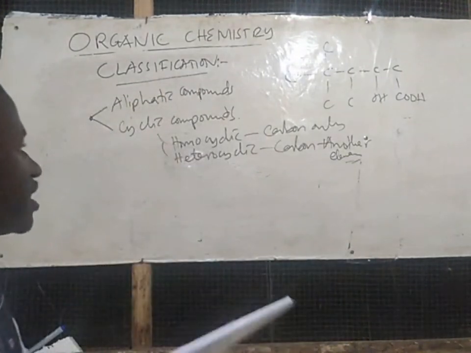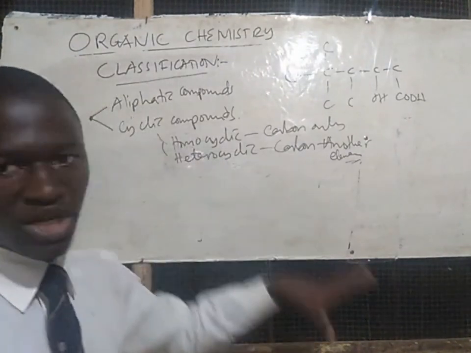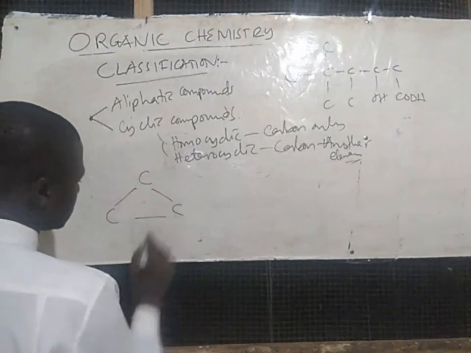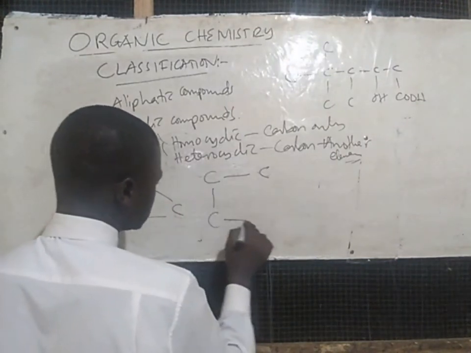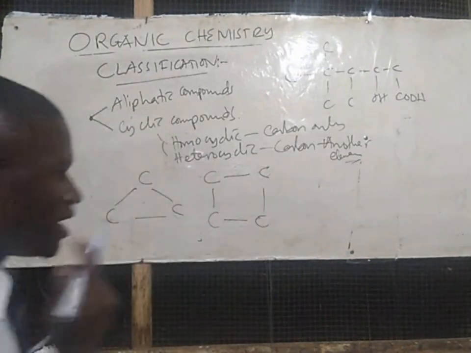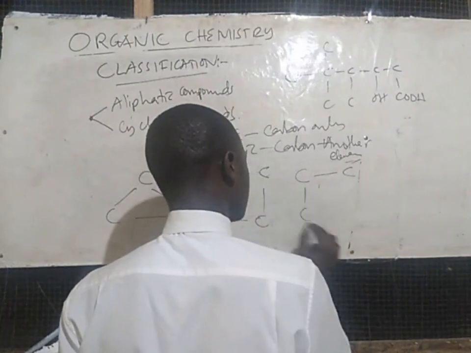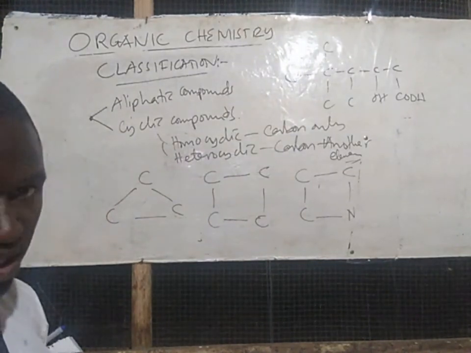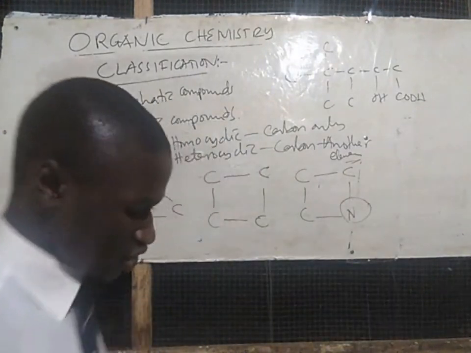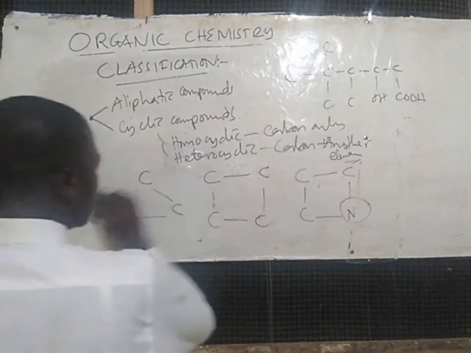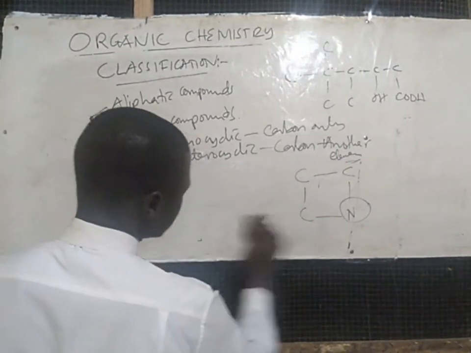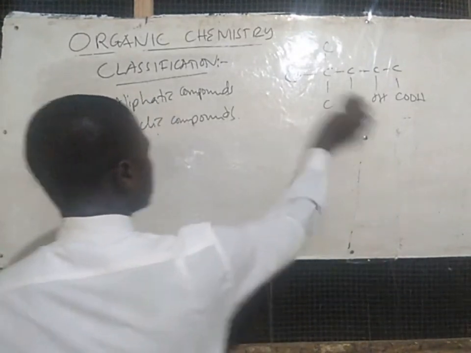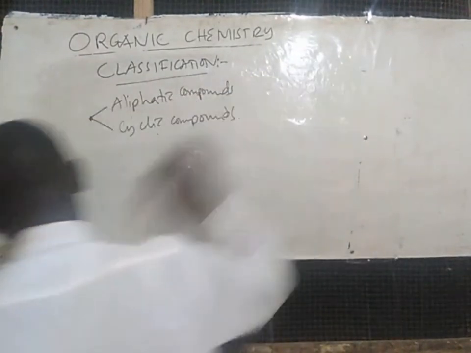So in any homocyclic carbon compound, they contain only carbon. For example, as I told you here, it is C, C, C. Or if we are putting C, C, C, C, these are homocyclic. But sometimes if you find a compound C, C, then C, then here is a nitrogen, that means it is not homocyclic again. It is heterocyclic because it contains nitrogen here. So that's the major difference between homocyclic and heterocyclic carbon compounds. So don't worry about this classification. Sometimes you can be asked questions, but I hope the questions in this part are very easy.